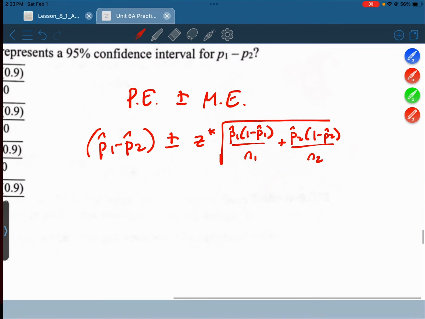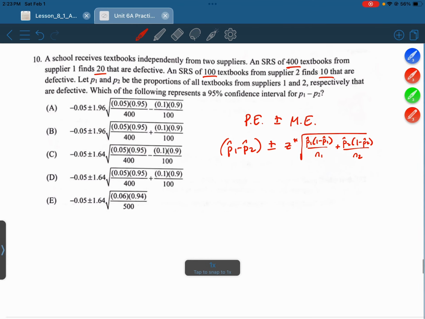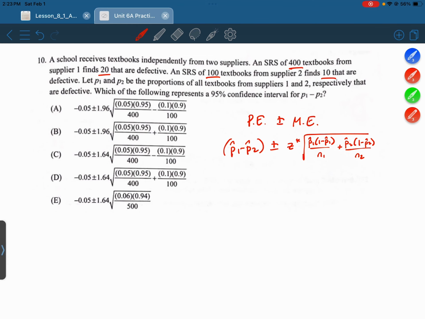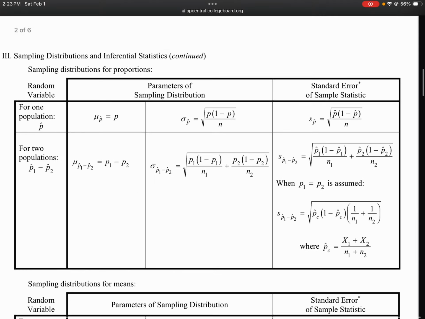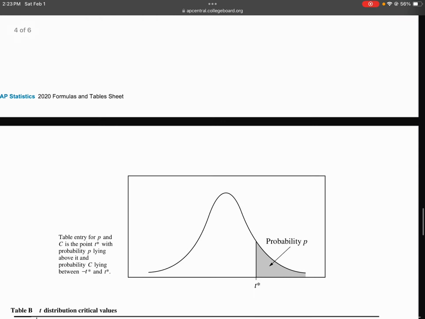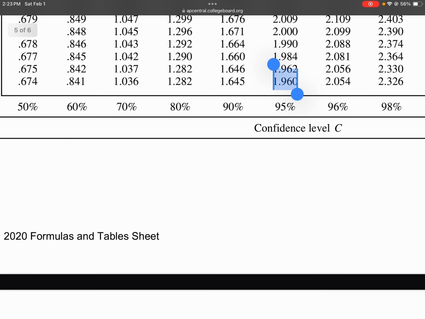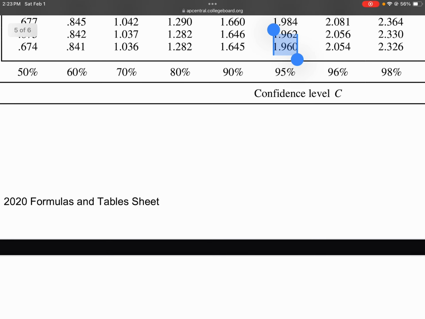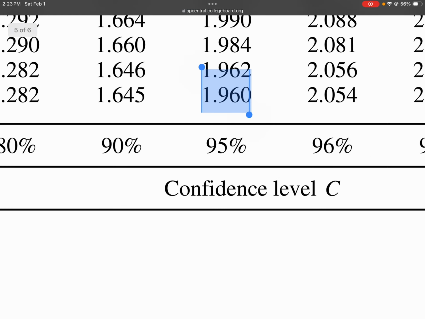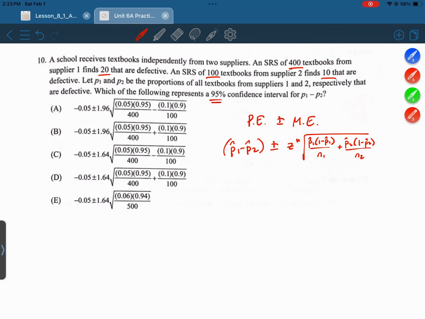All right, so got what I needed from the formula sheet. One more thing I need from the formula sheet is the critical value for 95%. We can find that in one of these tables here. It's actually table B. At the bottom here, it has all the different confidence levels, and we want to use 1.960.